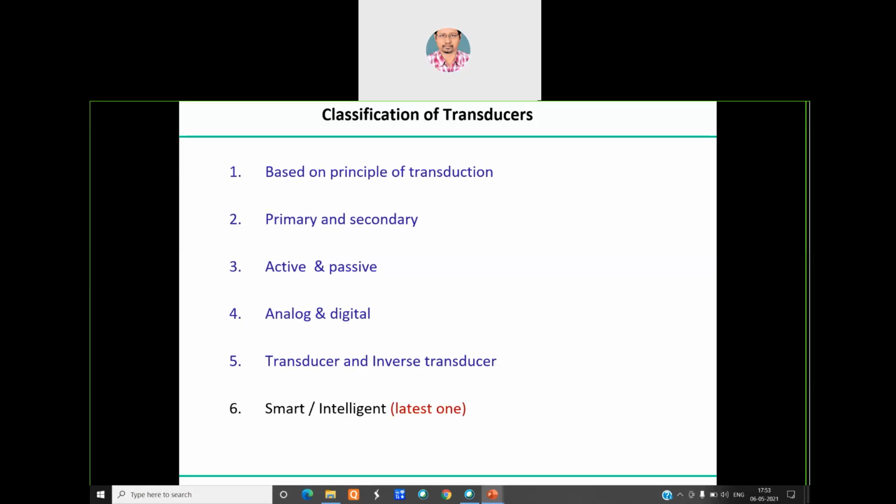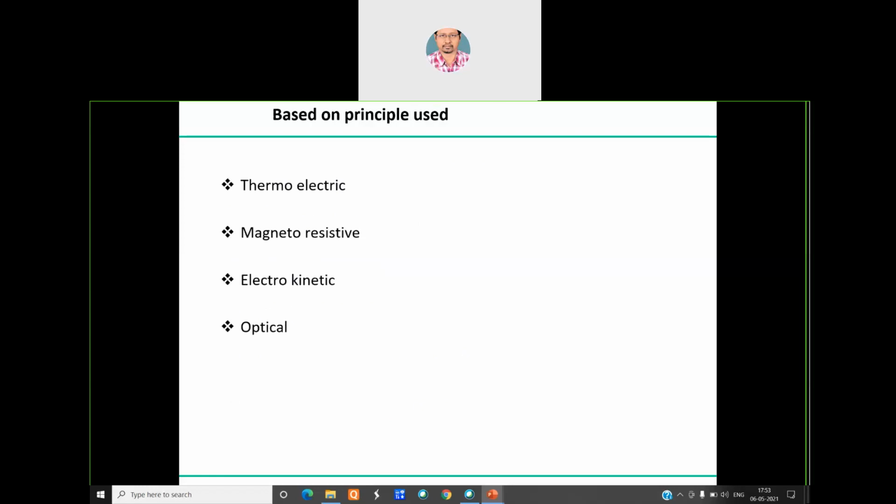And the sixth one, which I have added, is called the smart or intelligent one. That is the latest one. Before that, based on the transduction principle, it can mostly be the thermoelectric principle, or the magnetoresistive, electrokinetic, or the optical. These are the four standard categories available. Either it is thermoelectric, magnetoresistive, electrokinetic, or optical.